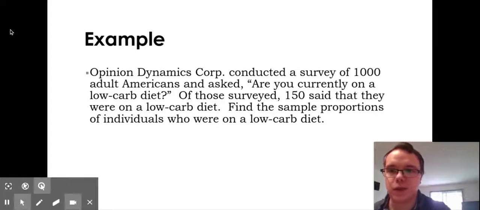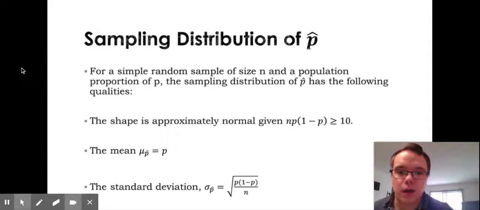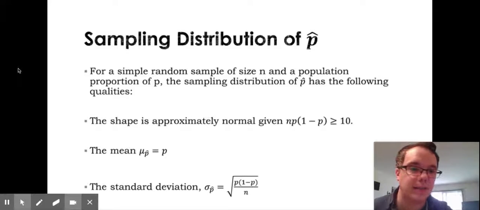All right, so here's some information about describing a sampling distribution of p hat. I'm going to pause here so you can write this in your notebook. So pause the video, write it down, and hit play again.